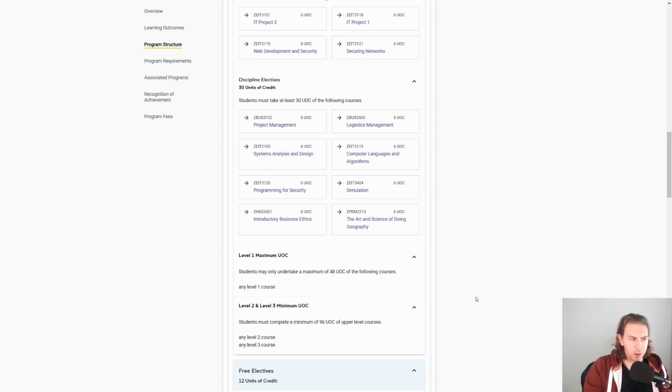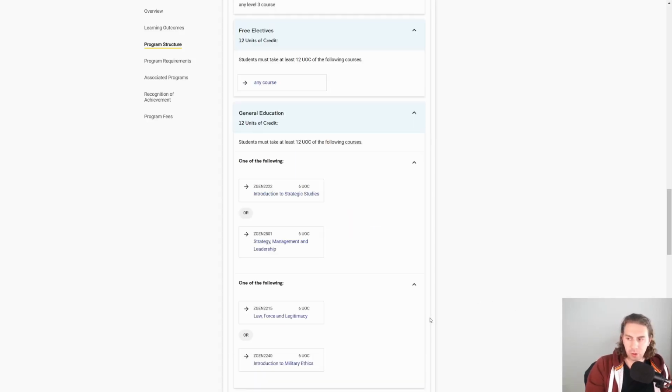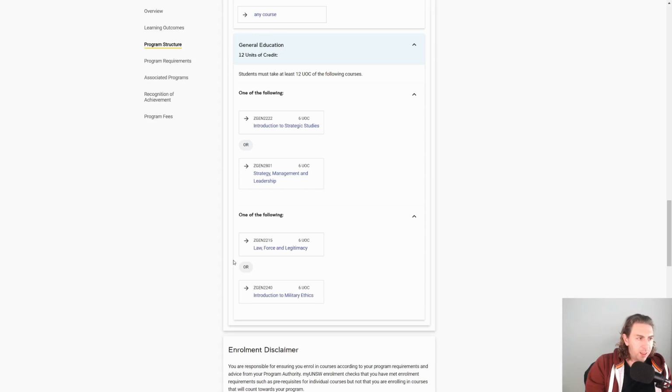Simulation, I'm not entirely sure how relevant that would be. And programming for security would be good to know from a software development perspective. In addition, you'd take two subjects from any school within the university. So this could be business, accounting, languages, creative arts, whatever. And you'd also have two options. So you could do Introduction to Strategic Studies or Strategy Management and Leadership, or you could do Law, Force and Legitimacy or Introduction to Military Ethics. These are not entirely relevant and more around your government compliance subjects, I'd imagine.